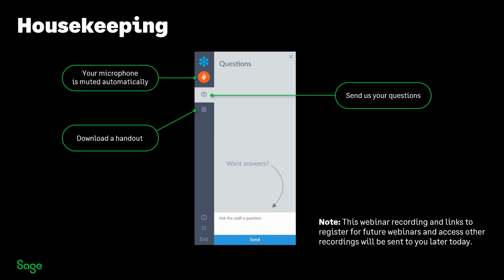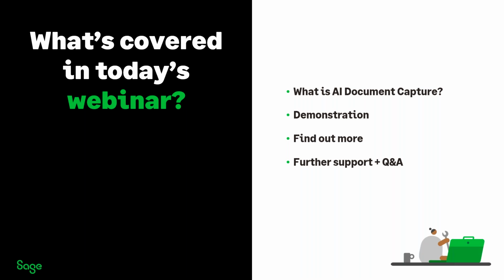Right, let's have a look at what we're covering though. So this is what's covered in today's webinar. Quite a short agenda, quite a simple feature, this one. So what is AI document capture? A little bit of an introduction to that one. I'll then run through a bit of a demonstration for you. And then once we've done that, I'll show you where you can find out more information about it should you want it. Just at the end, we'll explain more about the additional support that's available, give you an idea of some of those webinars that we've got coming up as well. And if there are any outstanding questions, then we'll try and pick as many of those up as we can.